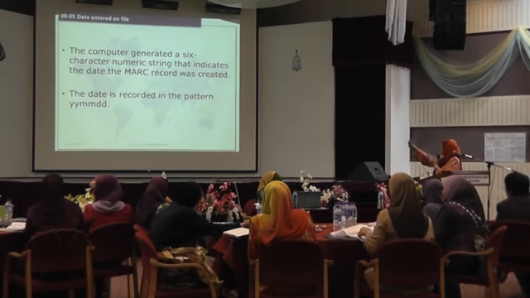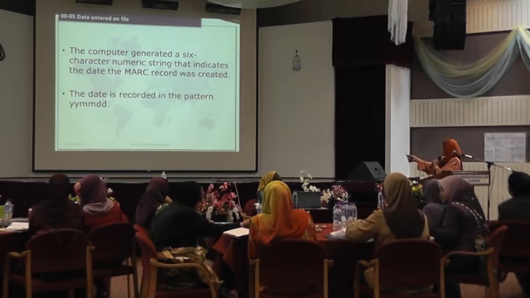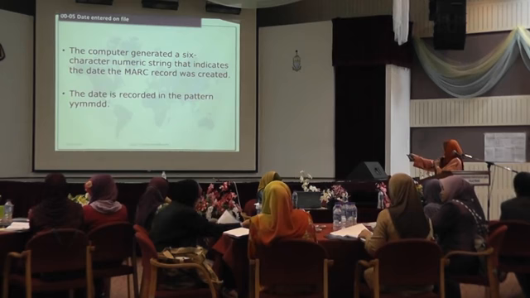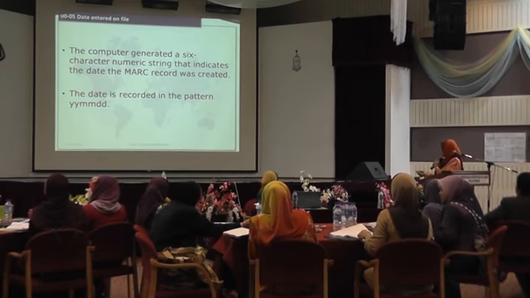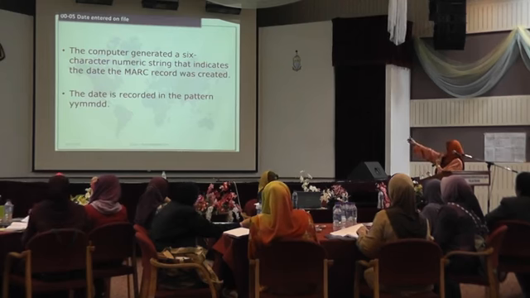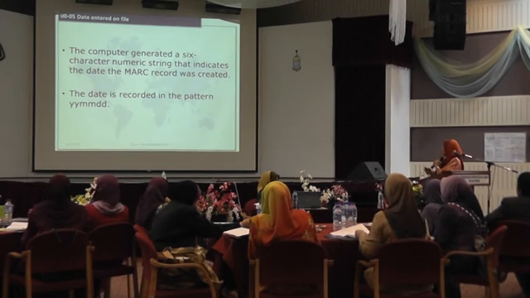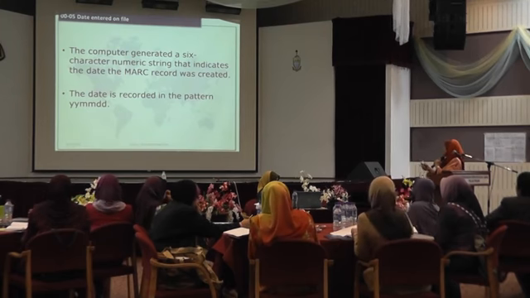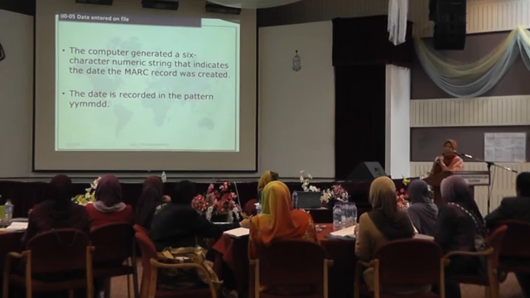Okay, yang ini the date on file, you see there, kita tengok dia punya detail, ya? Okay, tak apa. 0005 date entered on file. Computer generates a 6-character numeric string that indicates the date the record was created. Yeah? The date is recorded, as I said, in a pattern YYMMDD. Now this is important. Yeah? Selalu your system will provide the date.